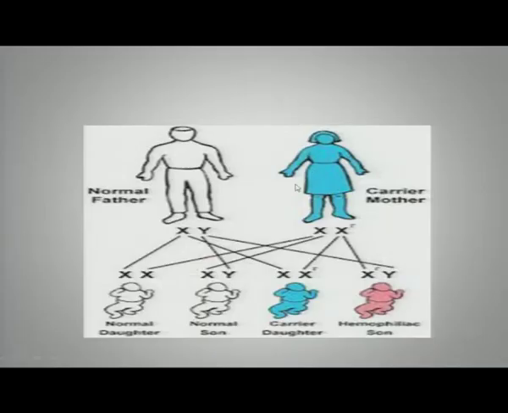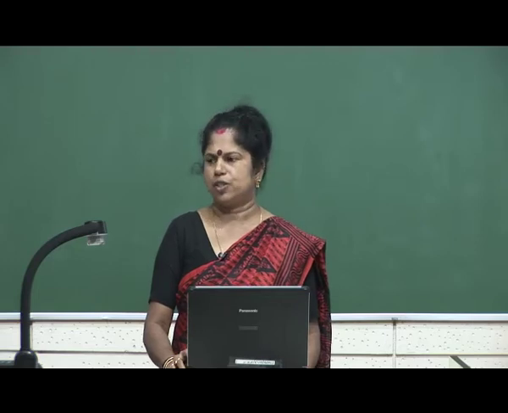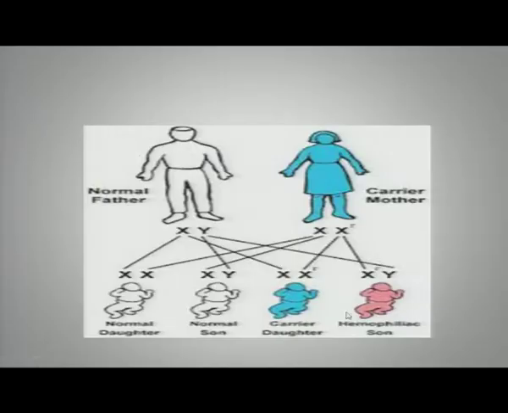Here the same condition you can see also in this diagram. Male normal and the female is carrier mother, and among the progenies the possibilities are normal daughter, normal son, carrier daughter, and this is the affected son. So, from mother the allele moves to son, then from son it will move to his daughter. So, it moves in a zigzag manner, that means criss-cross inheritance.